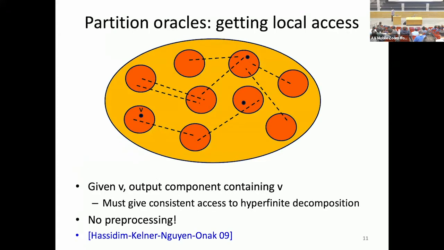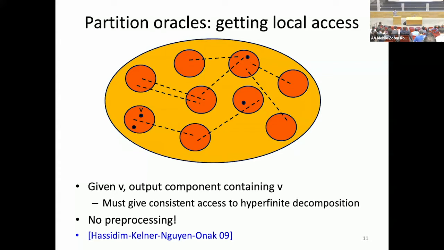The paper that introduced this, Hassidim, Kelner, Nguyen, and Onak in 2009, was a beautiful, seminal paper that introduced the idea that you could actually get local access to a hyperfinite decomposition, and they called it the partition oracle. So what you want is, given a vertex V, the algorithm needs to output the component that V belongs in, and it must give consistent access.